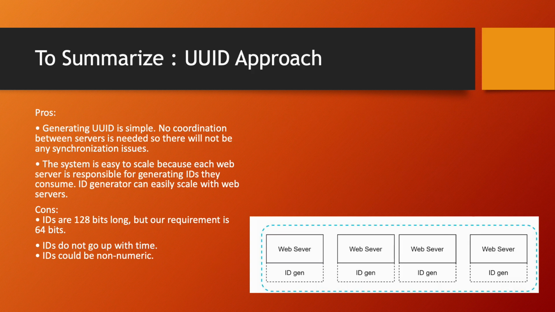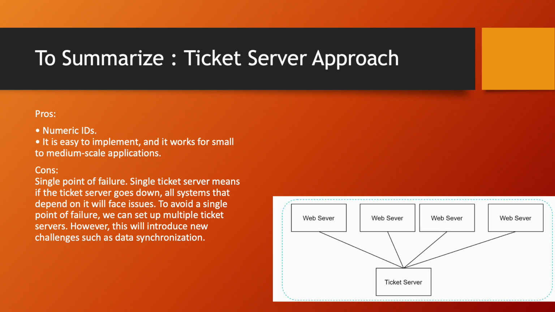We discussed the UUID approach. The pros were that generating a UUID is pretty simple. No coordination between servers is needed, so there will not be any synchronization issues. The system is easy to scale because each web server is responsible for generating the IDs that it consumes. An ID generator can easily scale with web servers. The cons are IDs are 128 bits long, but our requirement is 64 bits. IDs do not go up with time, and IDs could be non-numeric. Then we discussed the ticket server approach, where the pros were that it gives numeric IDs. It's easy to implement. It works for small to medium scale applications. The con is a single point of failure.